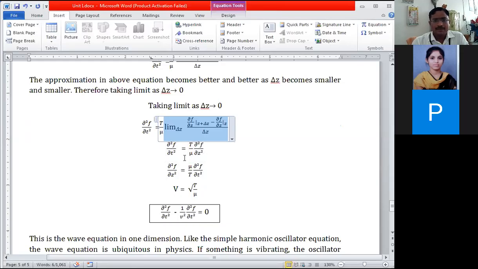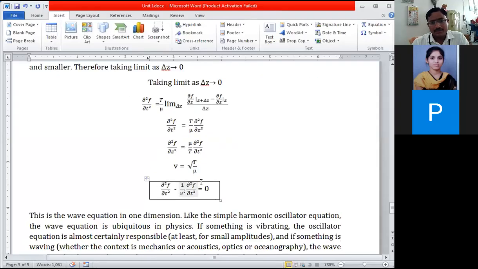आता हे इकडे घेतलंय, म्हणजे dou 2f by dou z square इथंच ठेवलं. Then we have dou 2f by dou t square. आणि मग mu by t घेतलं. Then we have termed this as v. V is equal to root t divided by mu. इथं आपण सबस्टिट्यूटचा स्क्वेअर केला तर v square is equal to t by mu. आणि मग आपल्याला mu by t आहे म्हणून 1 by v square. We have taken this. आणि मग when we rearrange the terms, we have dou 2f by dou t square.